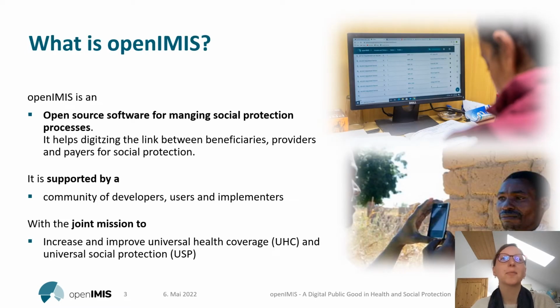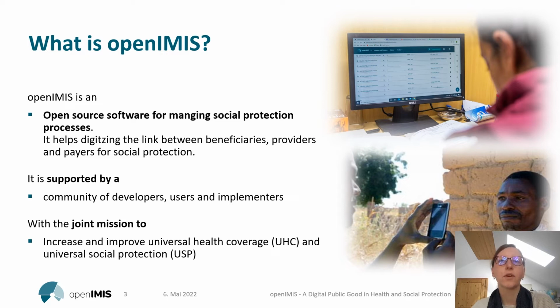So eventually we come to the question, what is openIMIS then? openIMIS is an open source, free licensed software. It's customizable to the needs of the scheme. It helps to digitalize the link between beneficiaries, service providers, and scheme operators.